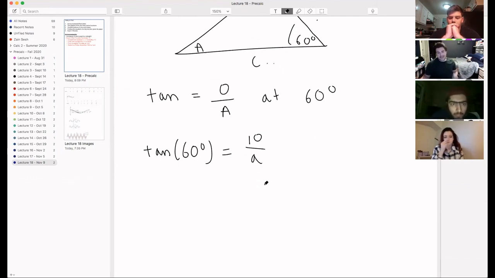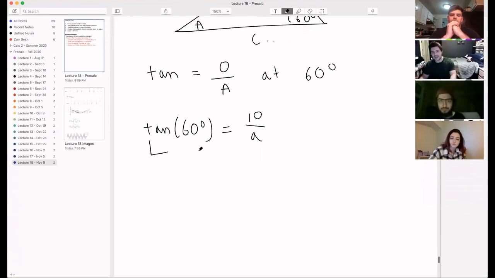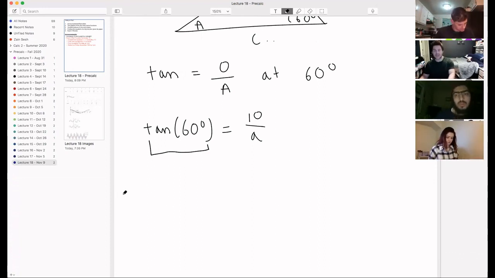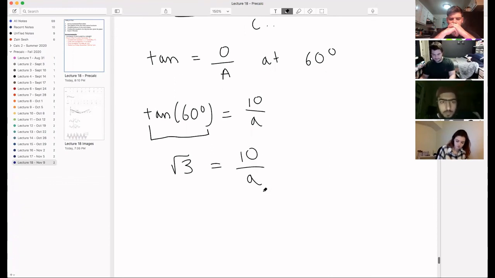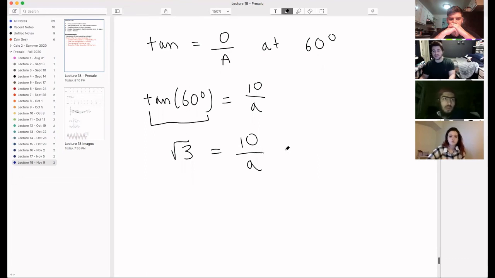Now this is really nice because we have a definitive value for tan of 60. You can use the trig table. Does someone know off the top of their head what tan of 60 is? Radical 3. Yeah, awesome. So this is known now: radical 3 is equal to 10 over a. And this is really nice because we can solve for a. Now just solve for a, which I trust that you can do.